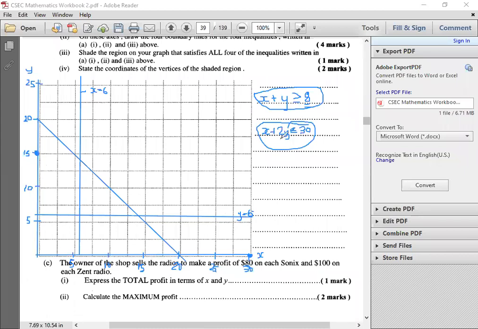So the coefficient at the particular variable will tell you where the line is going to come from on that variable. So for x plus 2y being greater than or equal to 30, it is a line that is going to run from 30 on the x and 15 on the y.